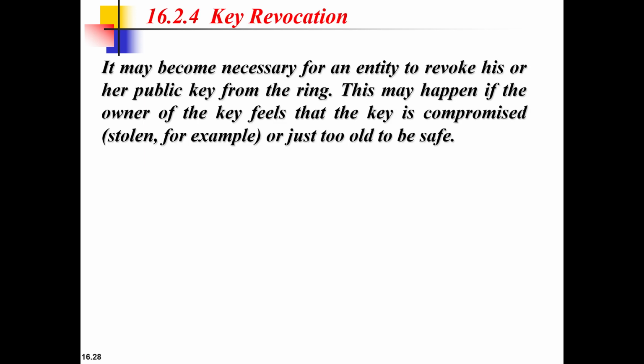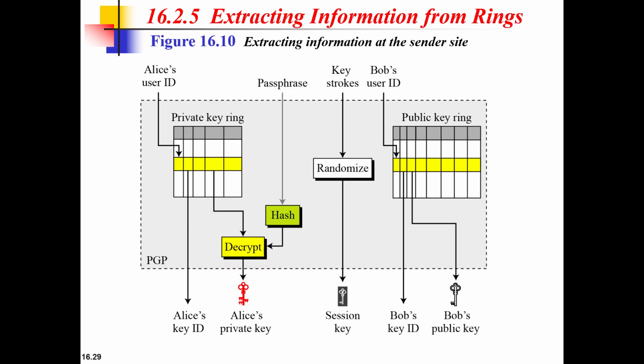Next is key revocation. It may become necessary for an entity to revoke his or her public key from the key ring. This may happen if the owner of the key feels that the key is compromised, like stolen for example, or just too old to be safe. To revoke a key, the owner can send a revocation certificate signed by herself. The revocation certificate must be signed by the old key and disseminated to all the people in the ring that use that public key. Next topic is extracting information from rings.